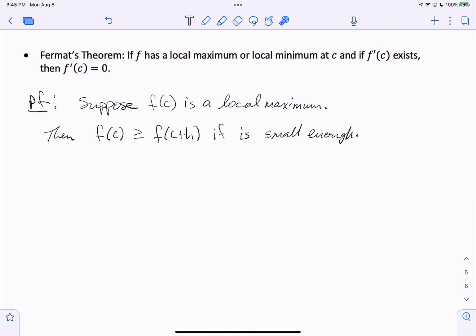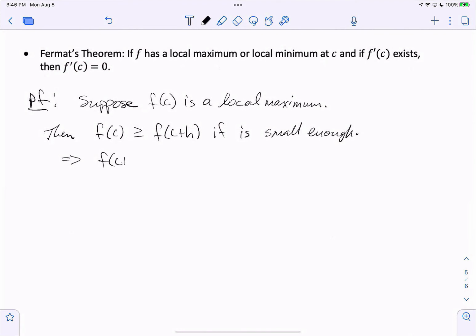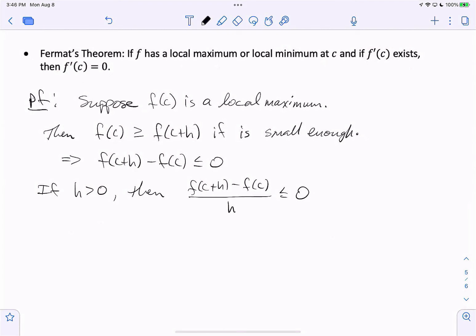And folks, you may be looking at this and seeing f of c and f of c plus h, and you might be thinking about a derivative. You should be, because there's a hypothesis in the theorem that f prime of c exists. At some point, we're going to use that. Well, if this inequality is true, then f of c plus h minus f of c is negative, right? All the function values near f of c are smaller than f of c, so if I subtract, I get negative. If h is positive, then I can divide f of c plus h minus f of c by h without affecting the inequality. So that divided by h is less than or equal to 0.